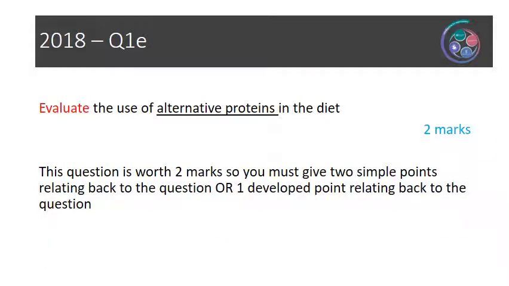Here is an example of an evaluate question. Question paper 2018 and question 1E. Evaluate the use of alternative proteins in the diet. This question is worth 2 marks. Therefore, you must give 2 simple points relating back to the question or 1 developed point relating back to the question.